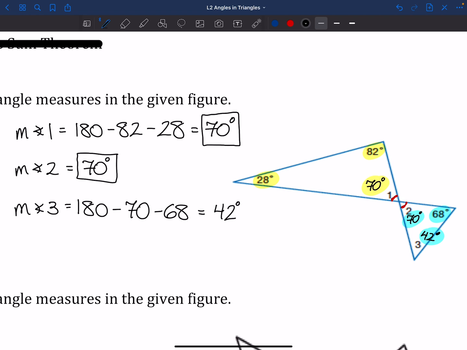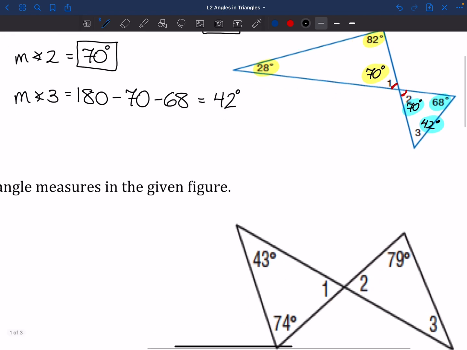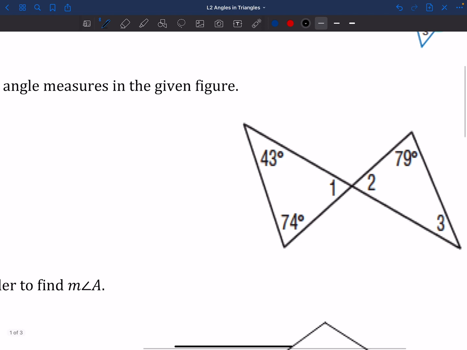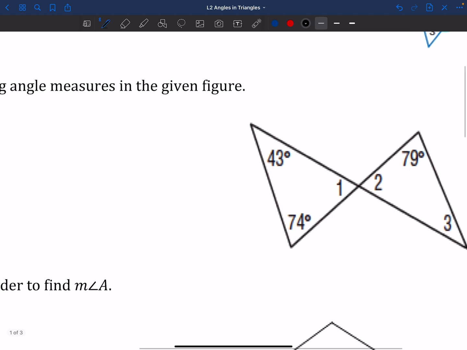So what I'd like you to do is pause here and try out the second one. It's not all that different, and we're going to be using a lot of the same ideas. So pause here, give it a shot, see what you get.